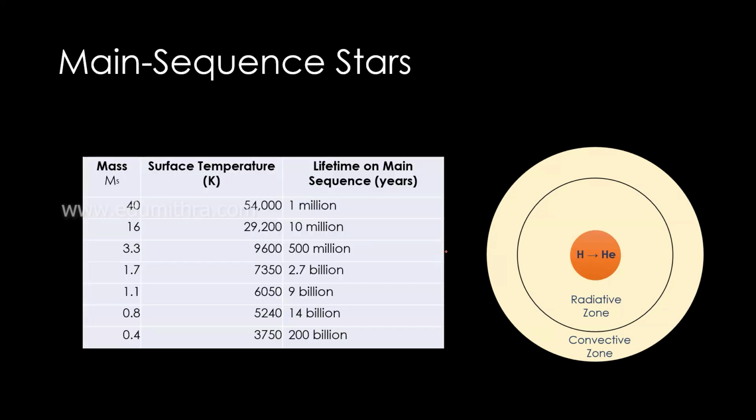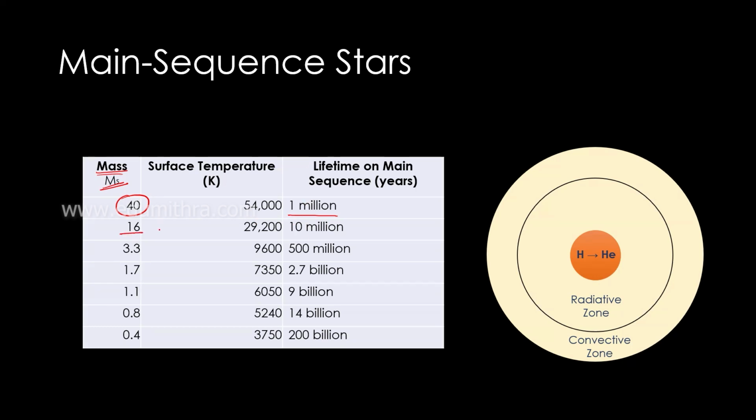So now you can see the lifetime of stars in terms of the main sequence, how long they spend as a main sequence star. Okay, you can see that if the mass of the star is 40 times the solar mass, then it will last only 1 million years. So that is the life expectancy in the main sequence. It will spend 1 million years in the main sequence.